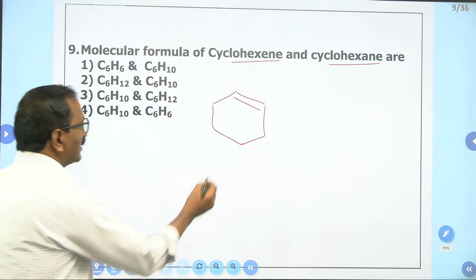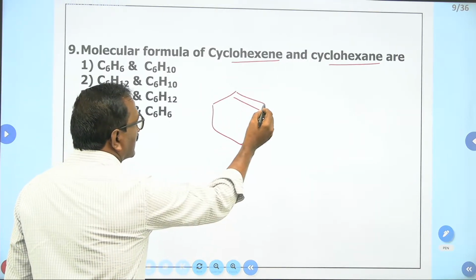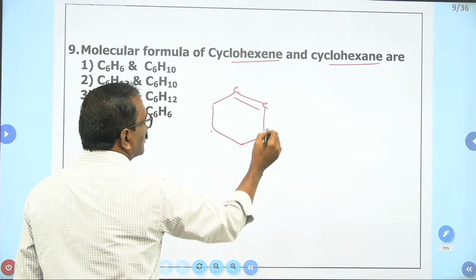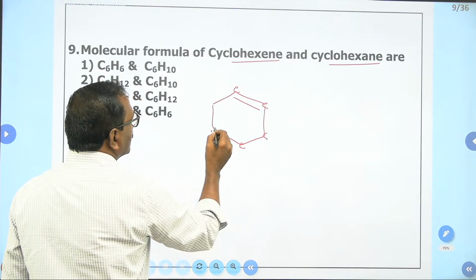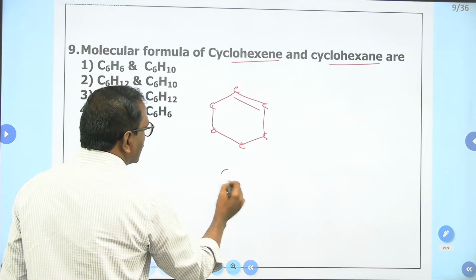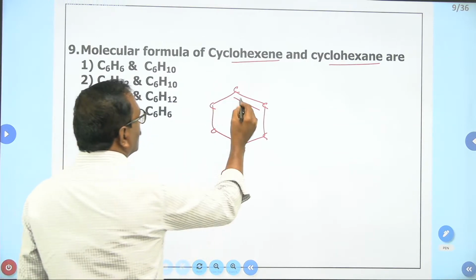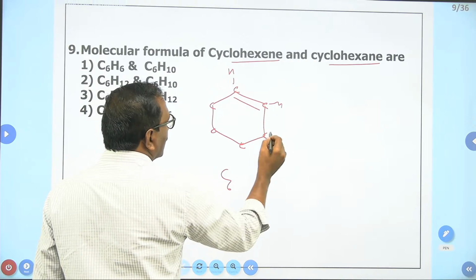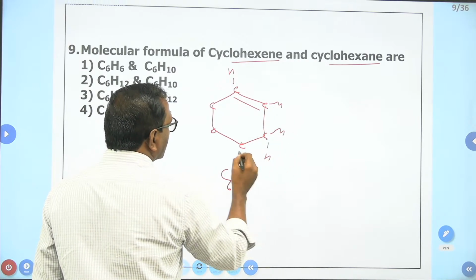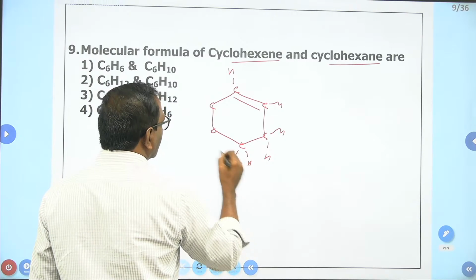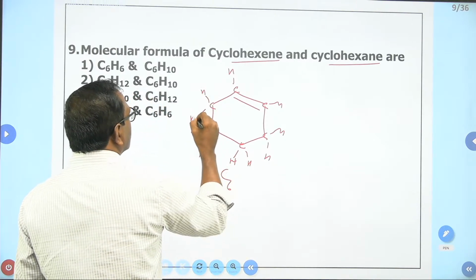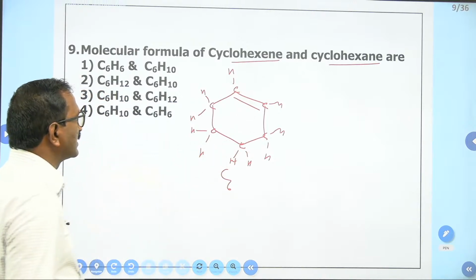Then you remember, this is one carbon, second carbon, third, fourth, fifth, sixth. 6 carbon atoms here. 1, 2, 3, the fourth bond is with hydrogen. Only one. The remaining 2 bonds are satisfied with 2 hydrogens here. See now, hydrogen is there. This is the structural formula of the cyclohexane.